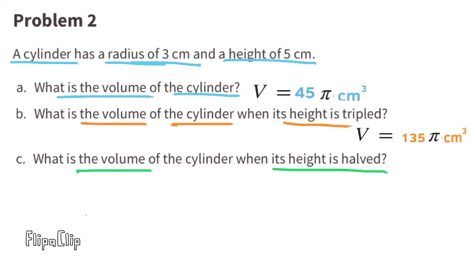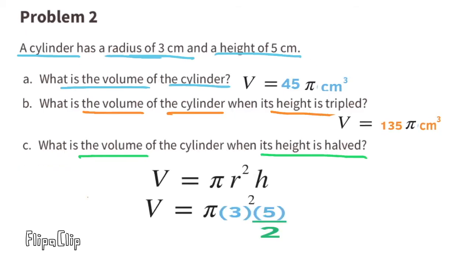C. What is the volume of the cylinder when its height is halved? In other words, what is the volume of a cylinder when the height is half of 5 centimeters? If we cut the height in half, half of 5 centimeters is 2.5 centimeters. So we can substitute the h with a 2.5. The r is still a 3, and 3 squared is 9. 9 times 2.5 equals 22.5. The volume of the cylinder when its height is cut in half is 22.5 pi centimeters cubed.